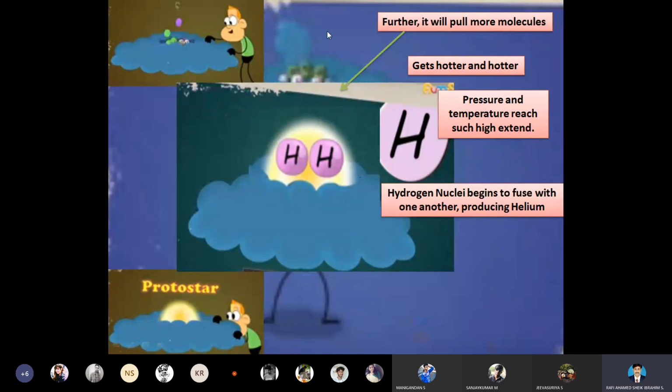When it becomes hotter and hotter, the pressure and the temperature in this protostar increase up to the maximum level. Once the temperature and the pressure inside the protostar reach the critical limit, the hydrogen nuclei begin to fuse with one another, producing helium.